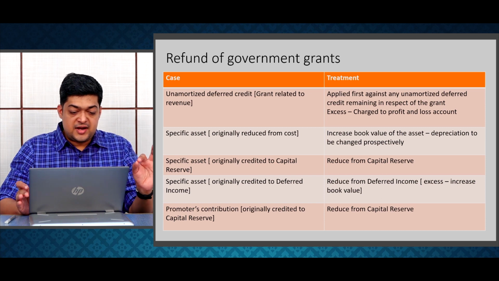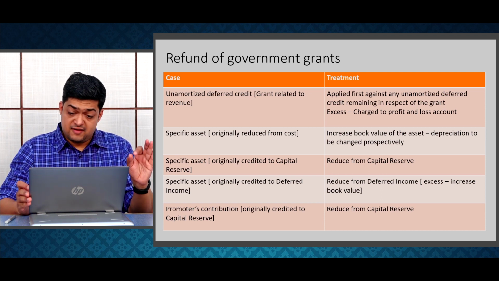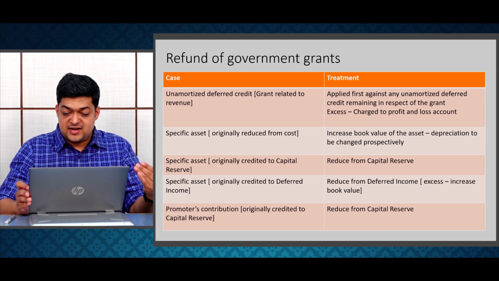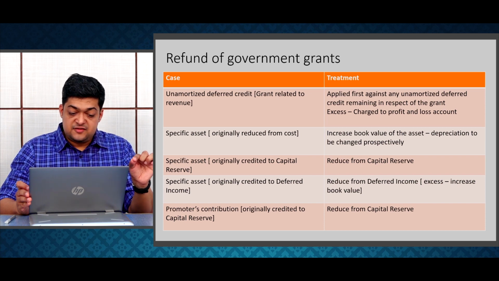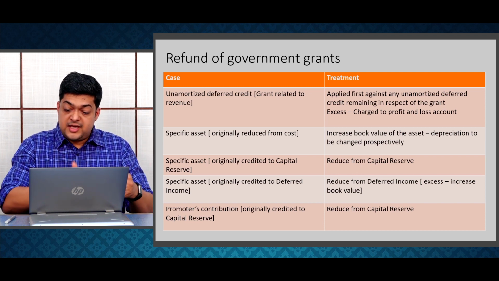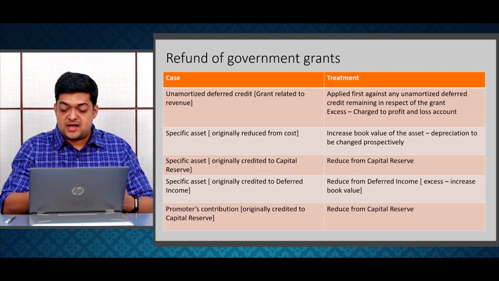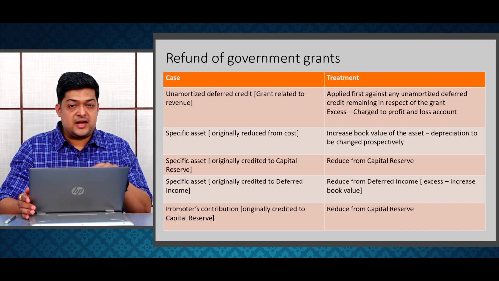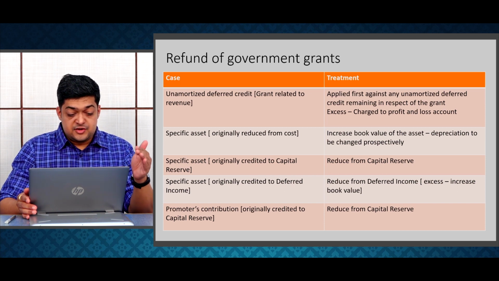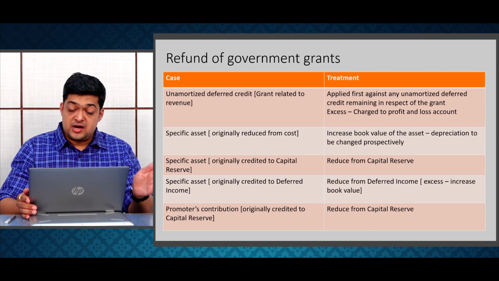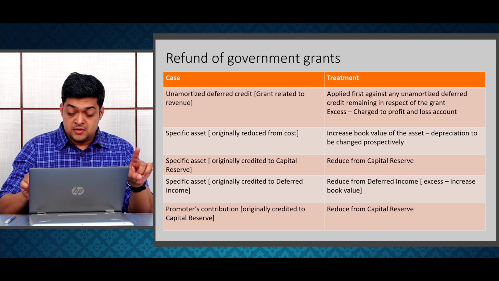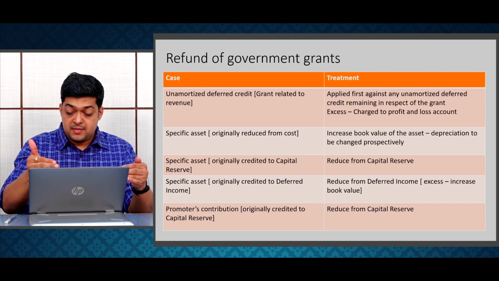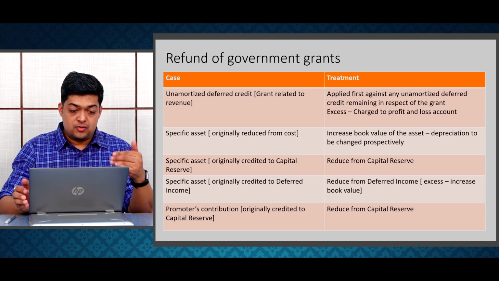If unamortized deferred credit remains and it relates to revenue, then first apply against that credit and the excess would be charged to profit and loss account. If it is related to a specific asset which was originally reduced from cost, then add to the cost, increase the book value of the asset, and depreciation to be charged prospectively. We will see an illustration of this. If it relates to a specific asset and originally it was credited to capital reserve, reduce from capital reserve. If it originally related to a specific asset and credited to deferred income, reduce from deferred income, means you will debit the deferred income account, and the excess you will add to the asset value, increasing the book value.